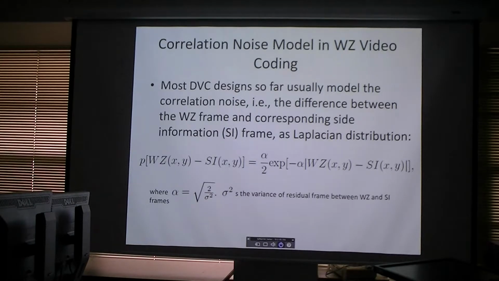So now we'll talk about the correlation estimation. First, we will look at the correlation model used in Wyner-Ziv video coding. Most DVC designs so far usually model the correlation as a Laplacian distribution. Here alpha is called the Laplacian parameter, and sigma squared represents the variance of the residue frame between the WZ and side information frames. Since we want to estimate the correlation, we just need to estimate the correlation parameter alpha. Since there is high motion between the video frames and sometimes illuminance changes in the frames, alpha varies temporally and spatially.